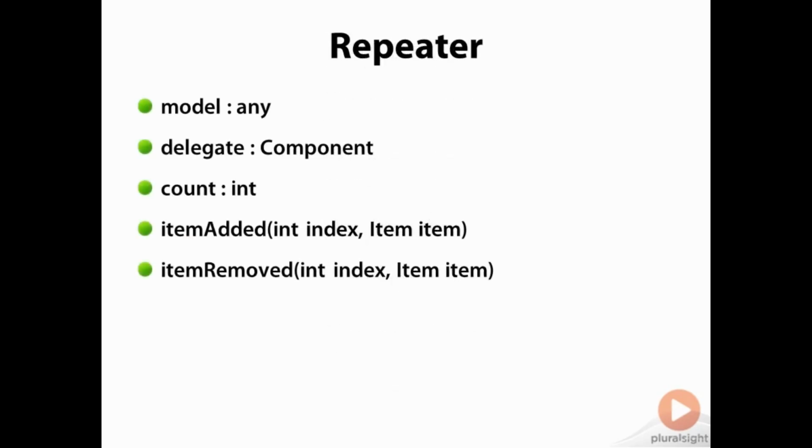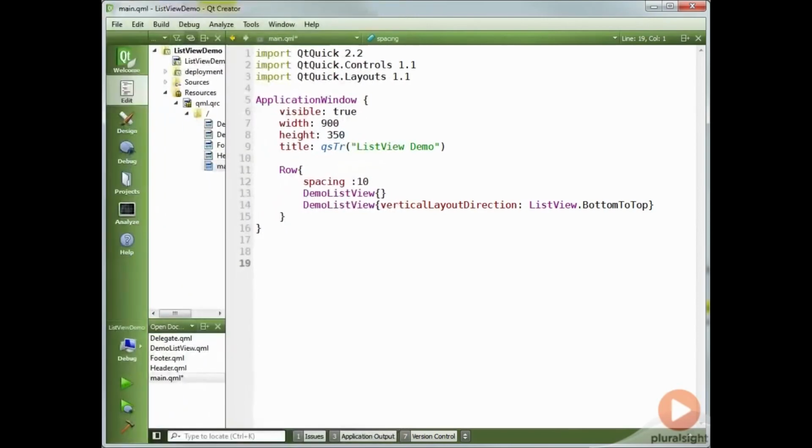The repeater, like the list view, has model, delegate, and count properties, and they work in a similar manner, although model has a trick up its sleeve. There are also 2 signals, item added and item removed. Note that there are limitations to the lifetime of the item parameter passed by these signals. Let's switch over to Qt Creator and demonstrate a few features.